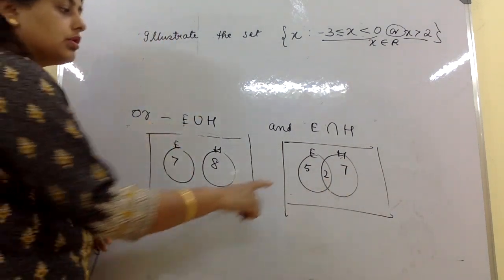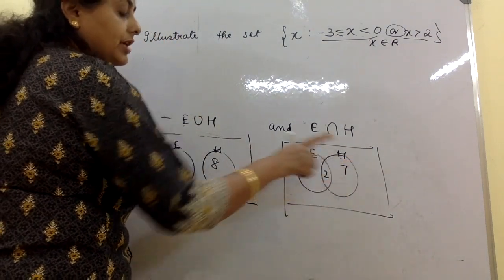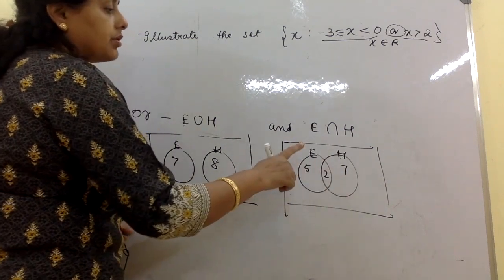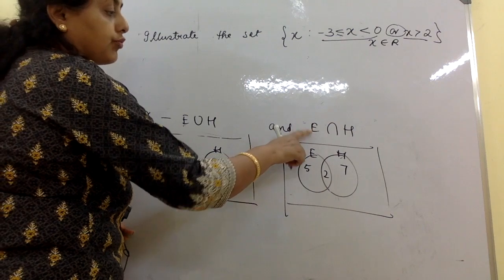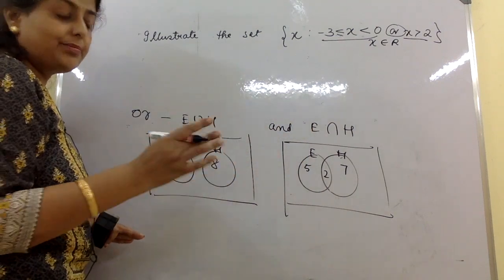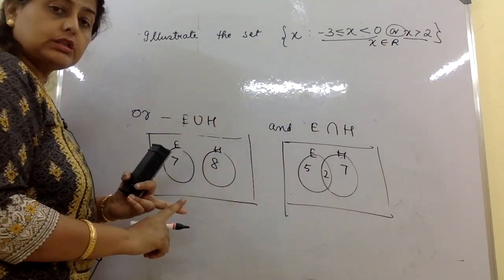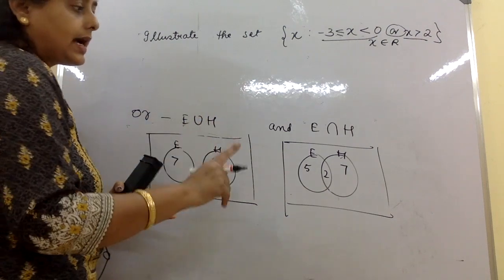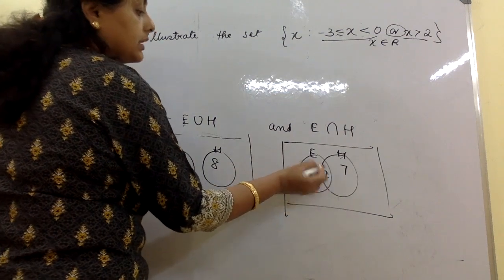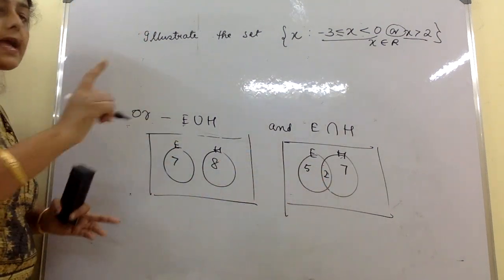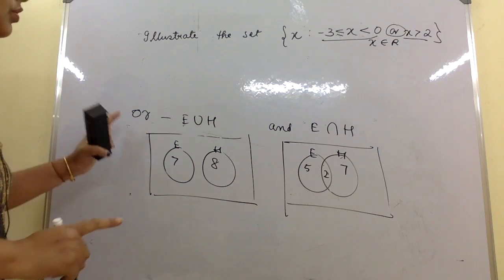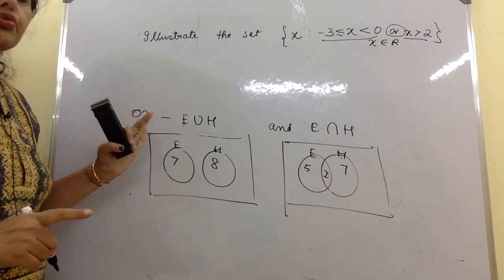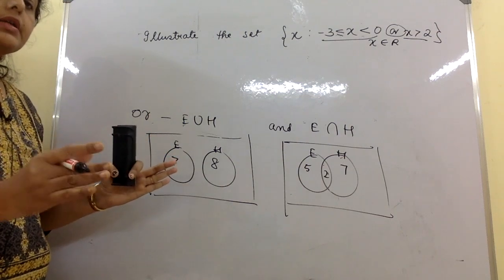That means a total of 7 people read English, a total of 9 people read Hindi. Then what is E intersection H? It means they read English also and they read Hindi also, and that will come to the names of only these 2 people. So AND is intersection, OR is union. And when it is OR, you will not have only the common part.